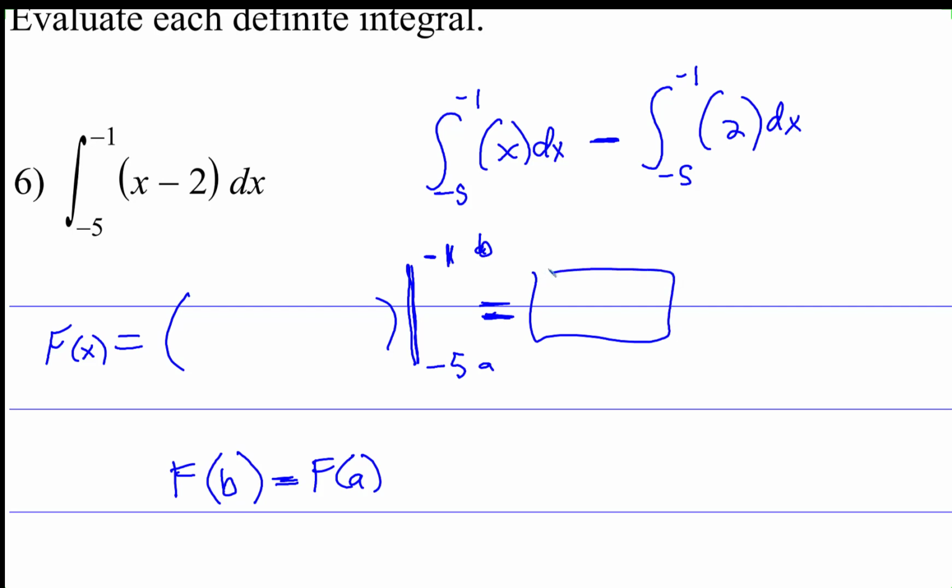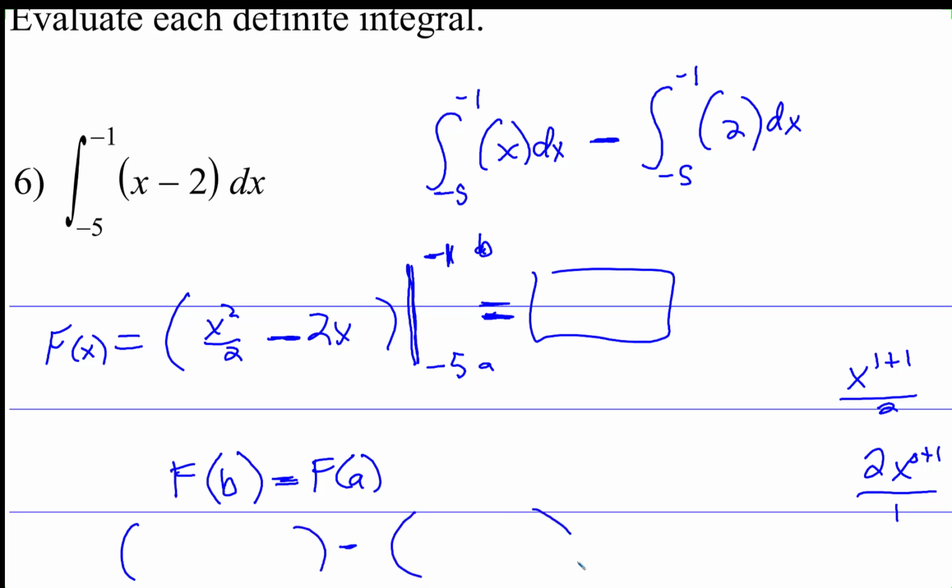All right, so I'm going to take it like this. Remember, the integral of x to the first, add 1, so that's going to be x squared divided by 2. Subtract. Well, the integral of 2, that's x to the 0, so add 1, divide by 1. That will just be 2x. So now we have our integral, but now we have to do f of b. So we're going to plug negative 1 into this function, and we're going to subtract when we put in negative 5.